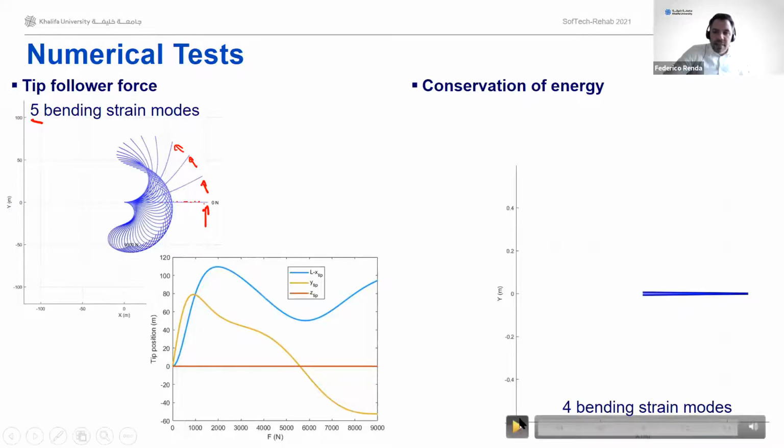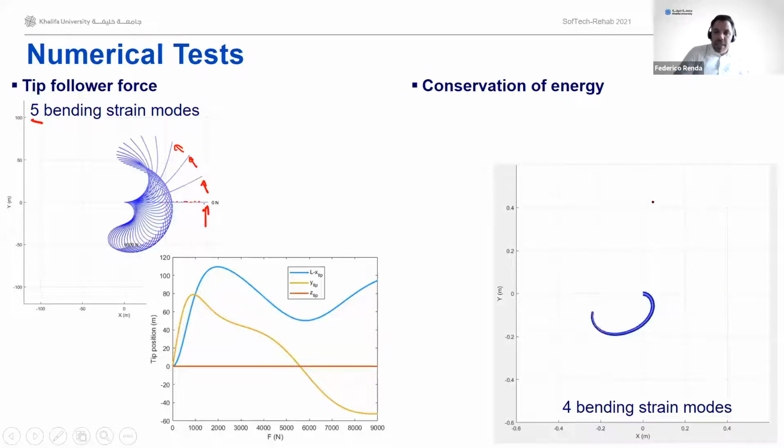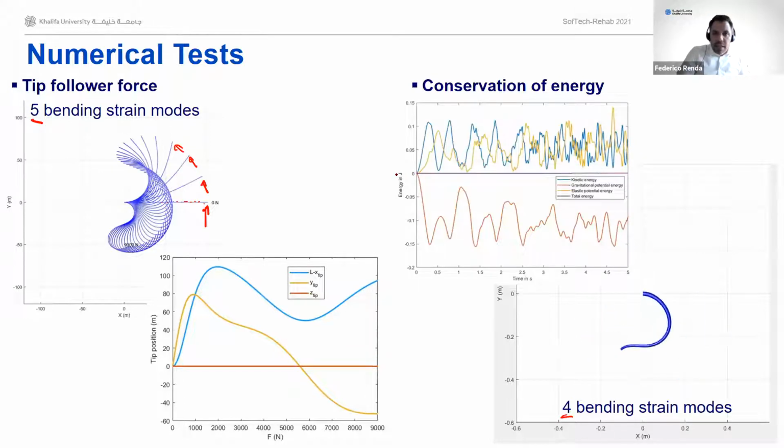Then we test the conservation of energy of the numerical scheme. Here you can see a 4 degrees of freedom cantilever beam subject to gravity and undamped. There is no damping whatsoever in this system. And indeed, in our numerical scheme, we see that the energy is conserved, although kinetic, gravitational, and elastic energy exchange a lot during the simulation.